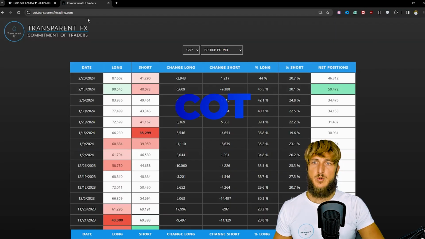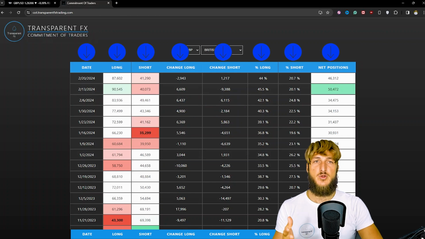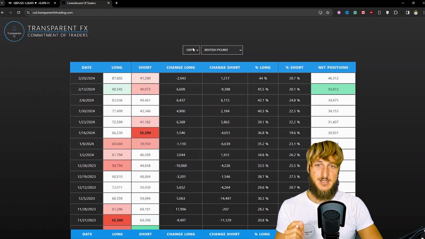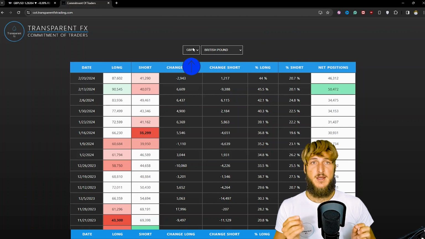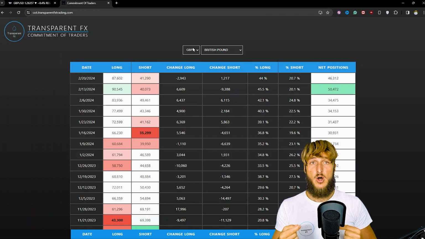Now, if we go and see what we have when it comes to the commitment of traders, so the COT data, so essentially what hedge funds and the big players in the market are doing, and we check the data precisely for the pound, so the GBP, the first thing that we have to keep in mind is that if we're checking the data for the GBP, we're actually already checking GBPUSD because all currencies on the spot are traded against the USD.